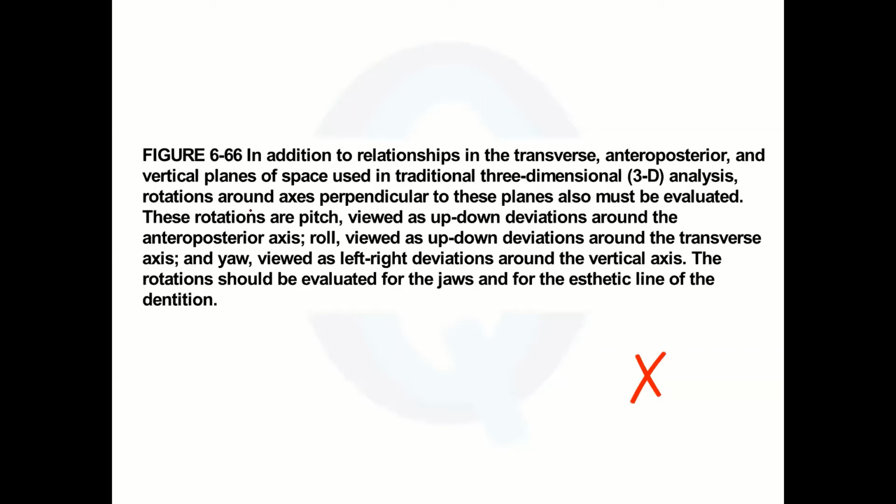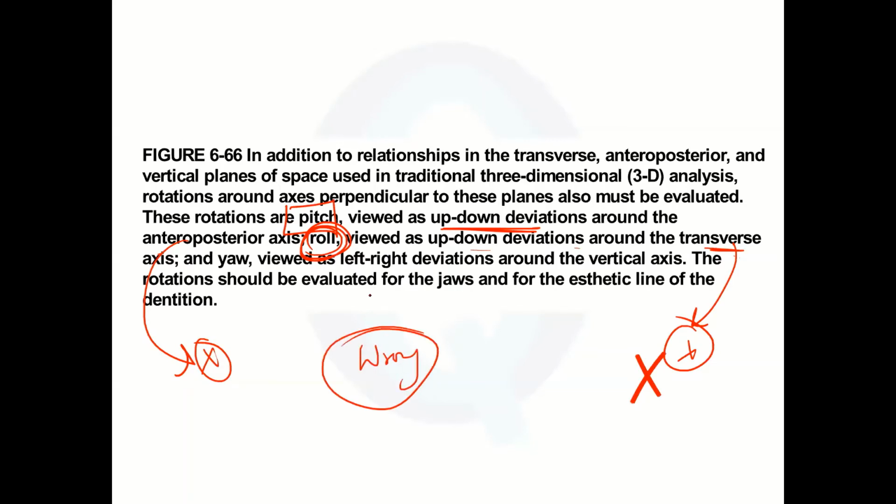Okay, so what is written? The text says pitch is viewed as up and down deviation around the anteroposterior axis, which in fact is false. Then roll is described as up and down deviation on the transverse axis, which is again false. So these two things are wrongly given. I identified this after being on the verge of losing a national competition.